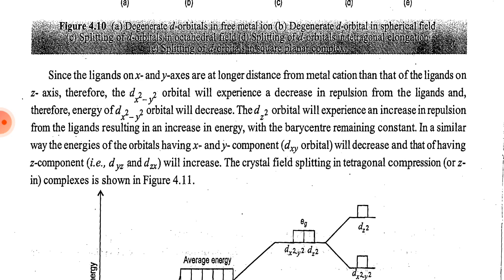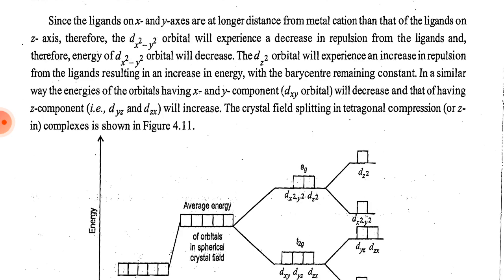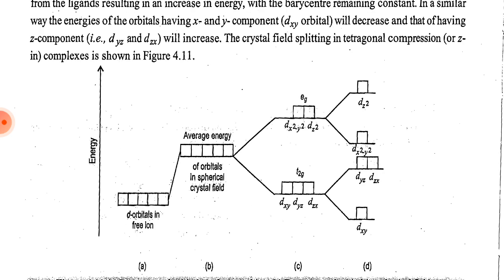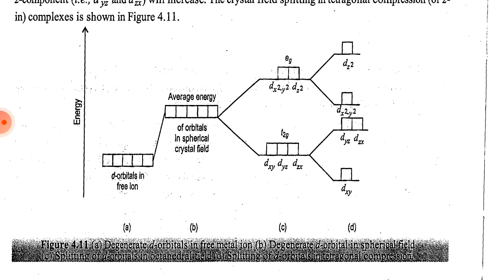In a similar way, the energy of the orbital having x and y components, dxy, will decrease, and that of those having a z component, that is dyz and dzx, will increase. The crystal field splitting in tetragonal compression or Z in complex is shown in figure 4.11. A, d orbitals in free ion, degenerate d orbitals in free metal ion. B, average energy of orbitals in spherical crystal field, degenerate d orbitals in spherical field. In C, splitting of d orbitals in octahedral field, and in D, splitting of d orbitals in tetragonal compression.